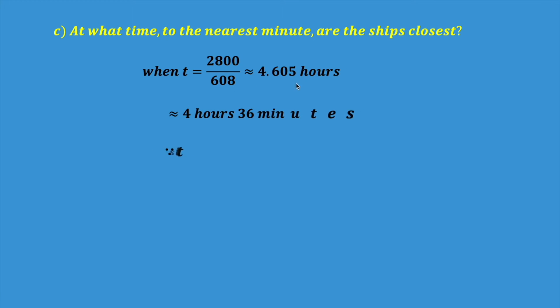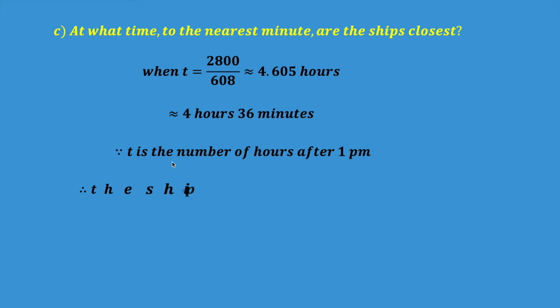Now the last part, or C part: at what time, to the nearest minute, are the ships closest? When t is equal to 2800 by 608, approximately 4.605 hours, which means 4 hours 36 minutes. We know that t is the number of hours after 1 p.m. So therefore the ships are closest to each other at 5:36 p.m.